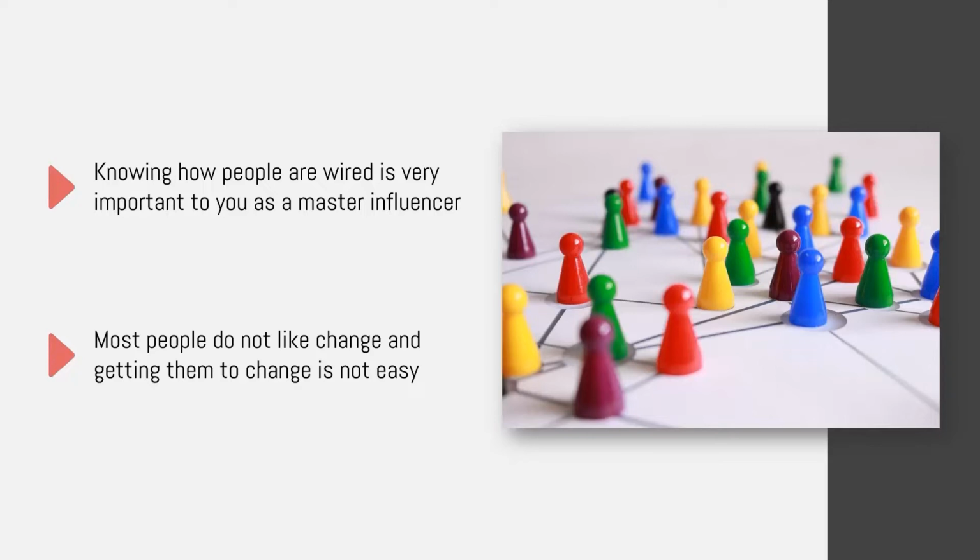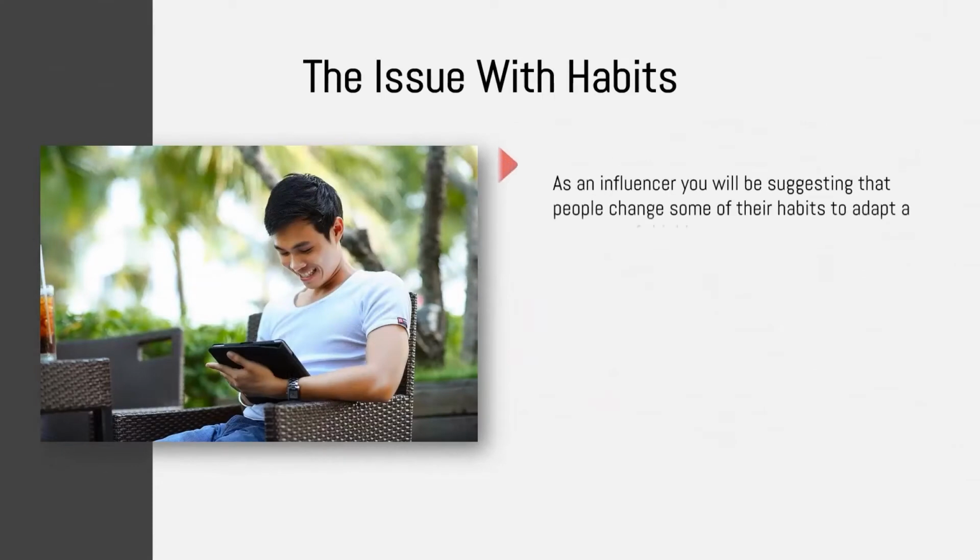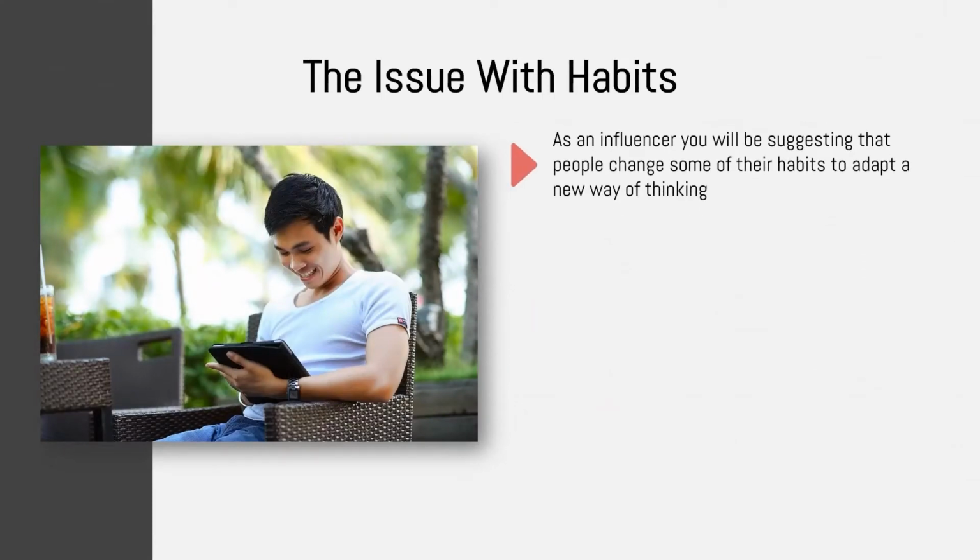The reason this is so is because people have a lot of different habits that tend to make them set in their ways. The issue with habits. As an influencer, you will be suggesting that people change some of their habits to adapt a new way of thinking. The habits people have are based on their previous behaviors. They will be doing things in the exact same way that they always did them. This is their hardwiring, and rather than try to change this, it is better to advise on new habits they should adopt.